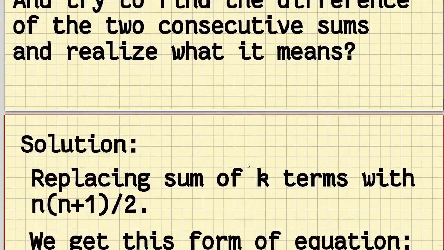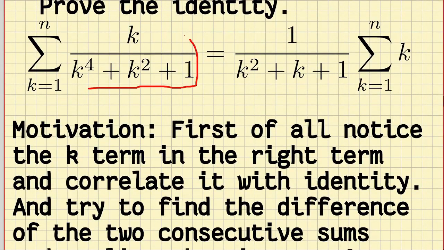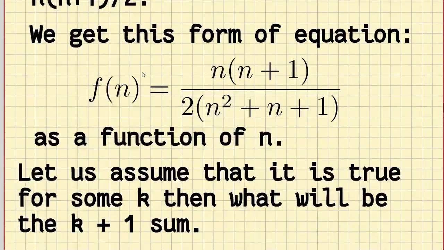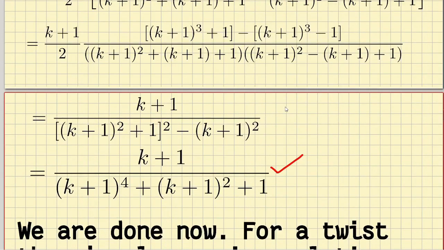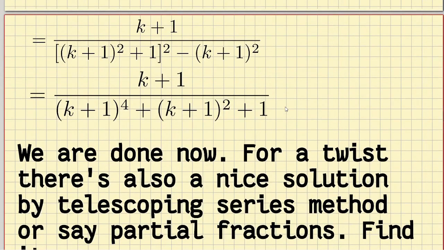Why? Since you see that k was like this, and if there was k plus 1, so the k plus 1 term would be like this, right? k plus 1 raised to 4, and k plus 1 raised to square plus 1. So it means that our induction was correct here. Why? Since after subtracting the sums, I got the right term, which was expected. So here we have done it by PMI.